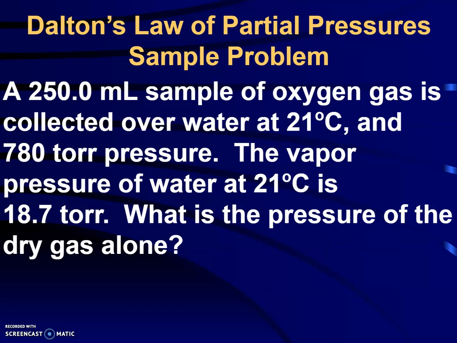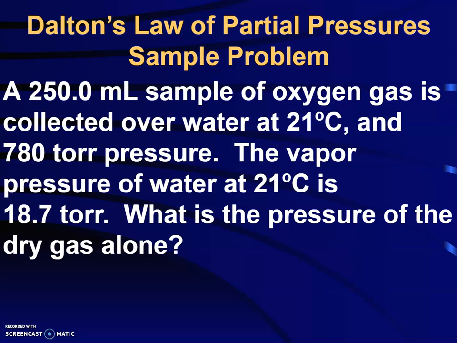So a Dalton's law of partial pressure sample problem might give you some information that you might not actually need. So be careful with that. A 250 milliliter sample of oxygen gas is collected over water at 21 degrees Celsius and has a pressure of 780 torr. The vapor pressure of water at 21 degrees Celsius is 18.7 torr. What is the pressure of the dry gas alone?